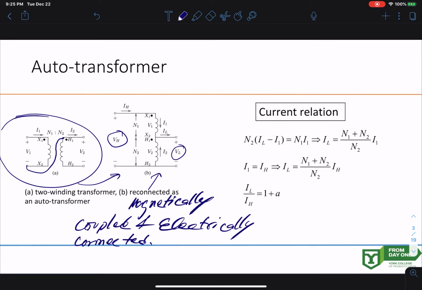This kind of transformer you can only use where electrical isolation is not required. If electrical isolation is required, you cannot use an auto transformer. So let's get to this transformer here.